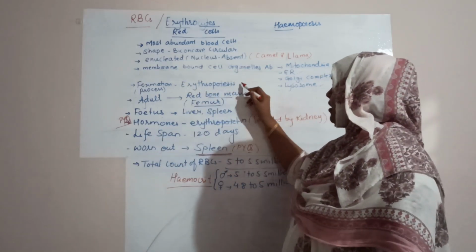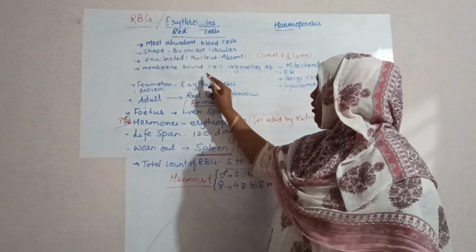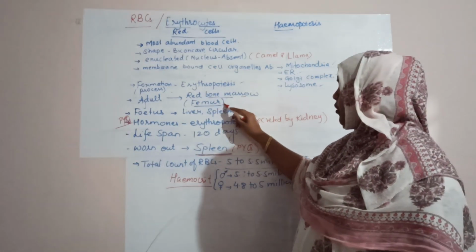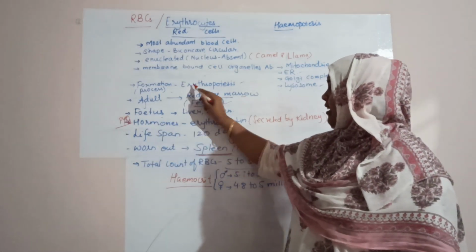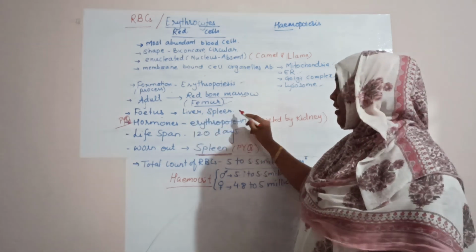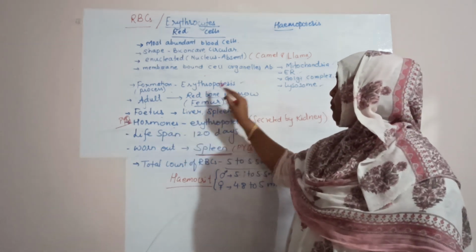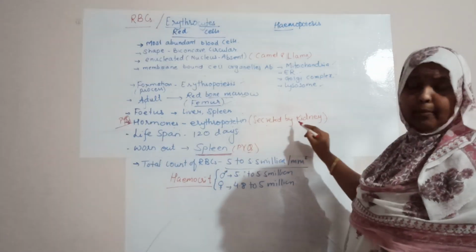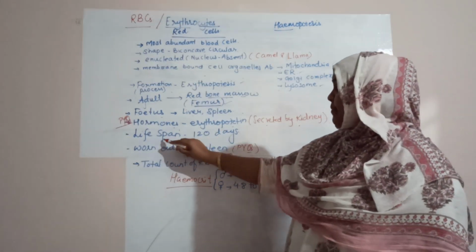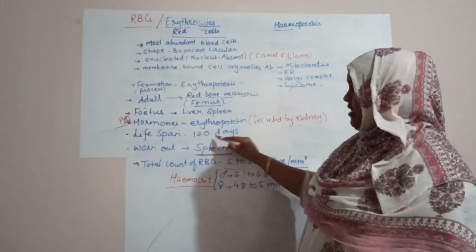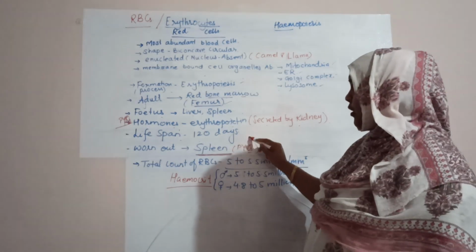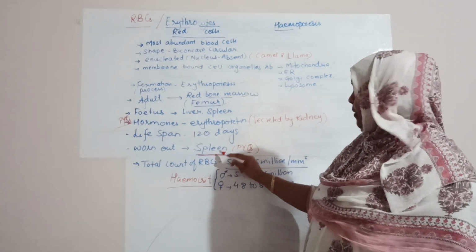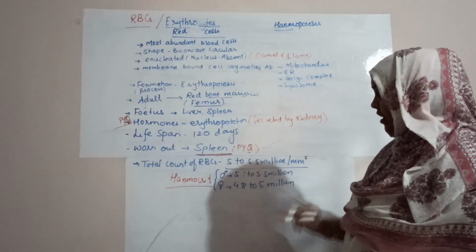Formation of RBC is known as erythropoiesis. In an adult, erythropoiesis happens in the red bone marrow. What is the name of the bone? Femur. In a fetus, erythropoiesis happens in the liver and spleen. Which hormone is responsible for erythropoiesis? Erythropoietin, and it is secreted by the kidney. Lifespan of the RBC is 120 days. After the 120 days, hemolysis of the worn out RBC happens where? In the spleen. It is also a PYQ.